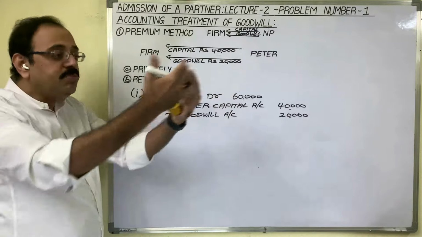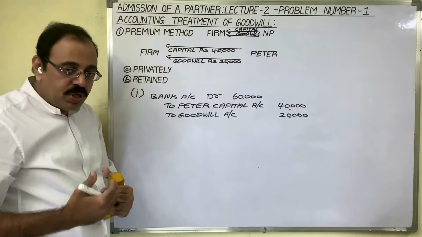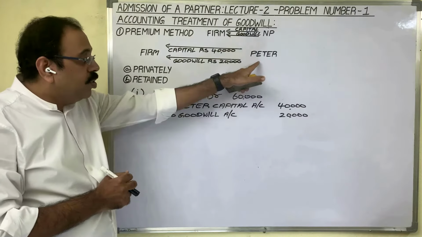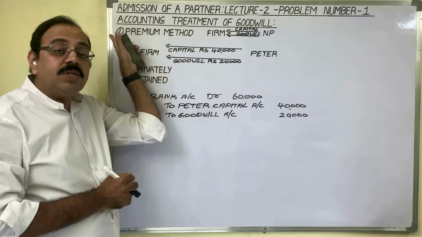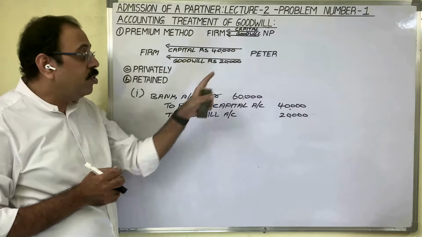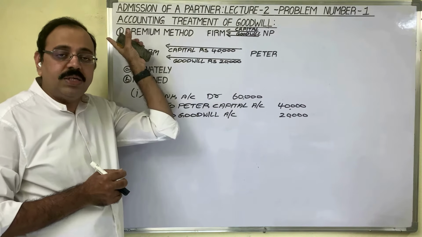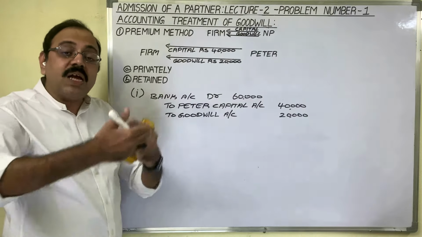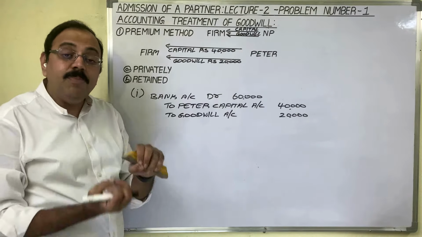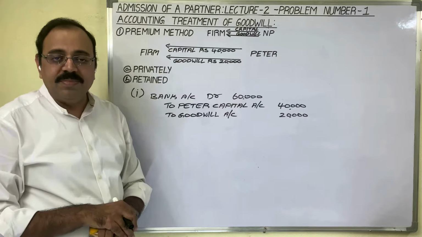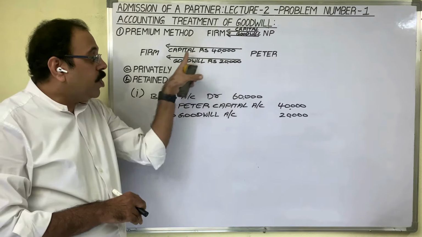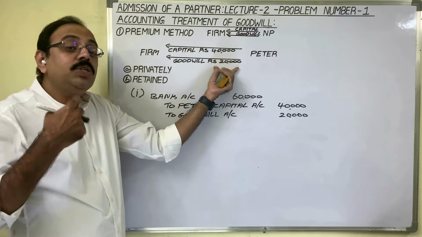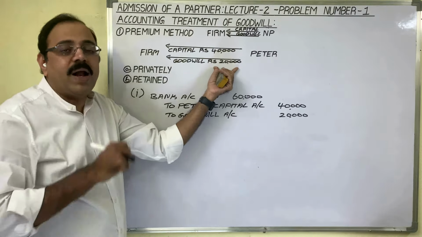Suppose the firm purchased a machine. The machine comes into the firm and becomes an asset for the firm. But this goodwill amount, the old partners are going to take. That goodwill amount belongs to the old partners, not to the firm. So don't think that an asset is coming into the firm. One liability is created in the firm. Peter brought 20,000 into the business, and that 20,000 the firm has to pay to the old partners.